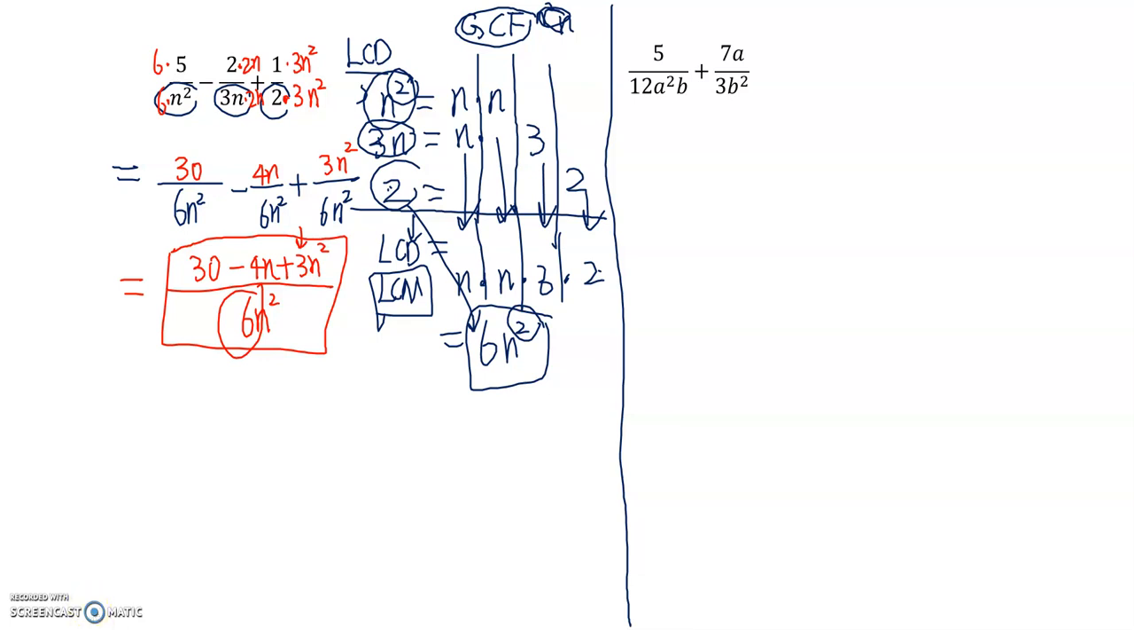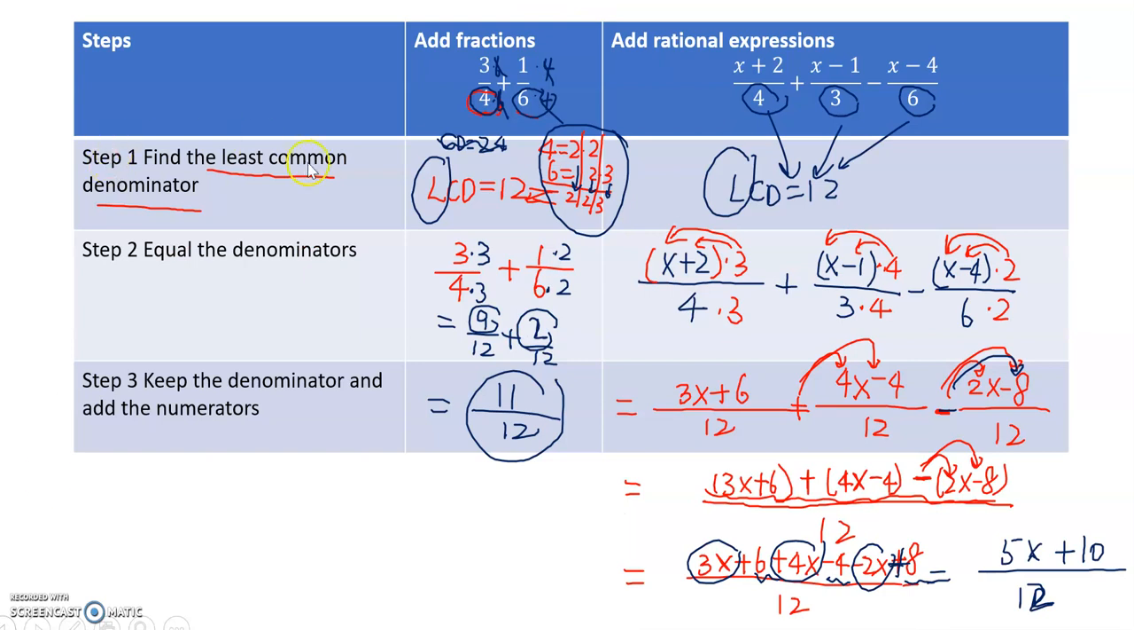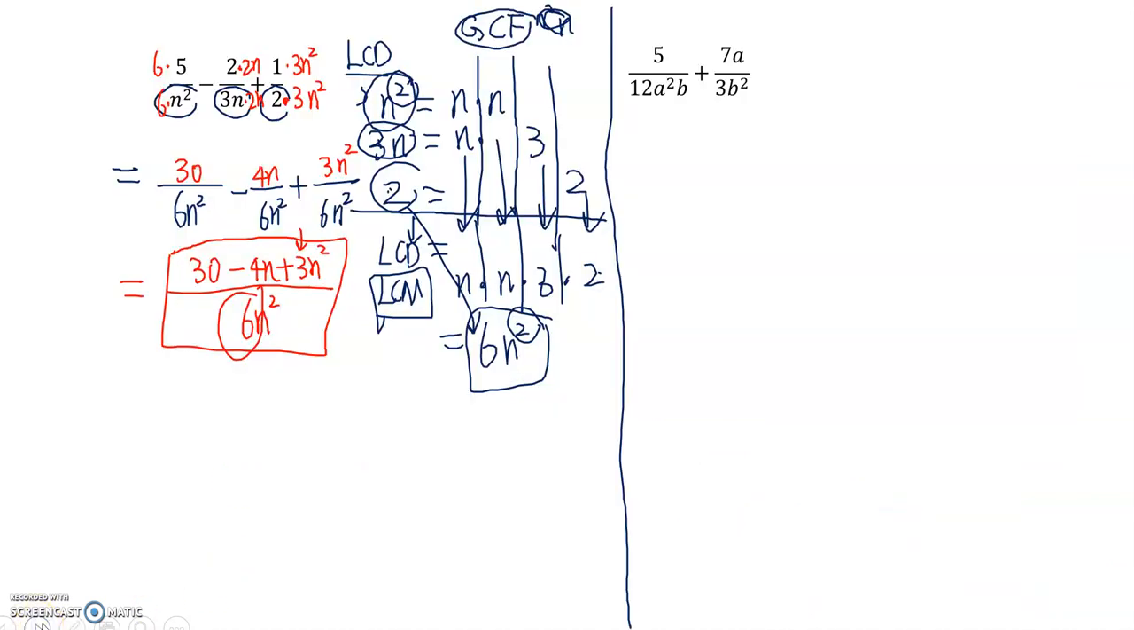In the previous video, we introduced how to add or subtract rational expressions. And again, the process is very similar to adding or subtracting fractions. First we find the LCD, and then we equalize the denominators, which means you change all the denominators to the LCD. And then you keep the denominator and add the numerators. So now we're going to look at some more examples.